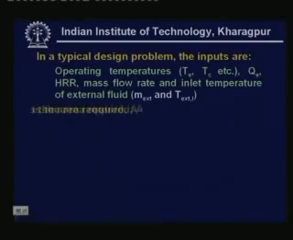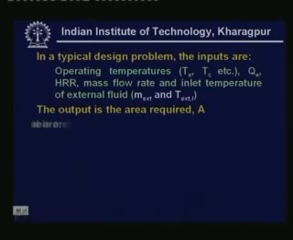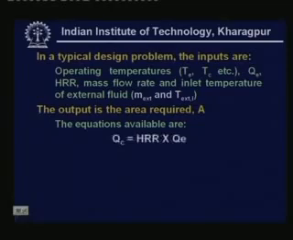And what is the objective of the design problem? Objective is to find out the area required, that is we have to find out A, and the equations available are like this. First equation is like we have seen in the last class, that the heat rejection rate in the condenser QC is given by QC is equal to heat rejection ratio HRR into refrigeration capacity QE. So, we know both HRR as well as QE because they are given as input. So, from this equation we can calculate what is the total heat transfer rate at the condenser. Okay, so, this is the first equation one should use.